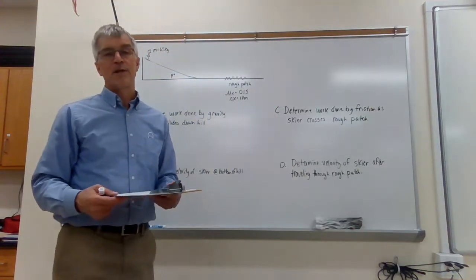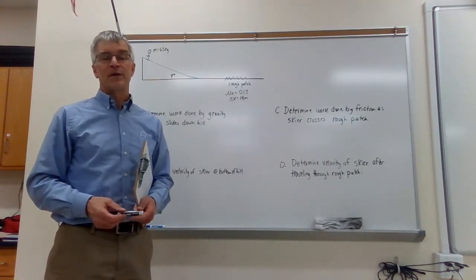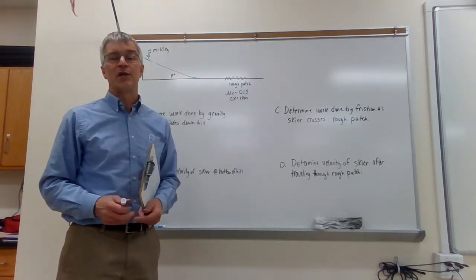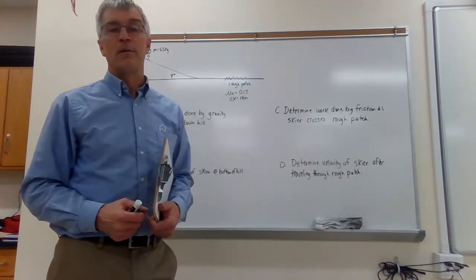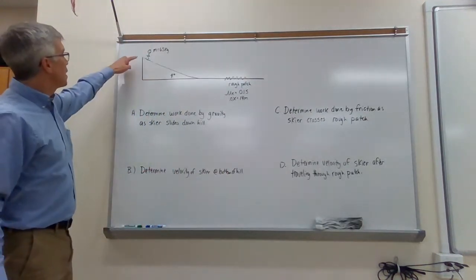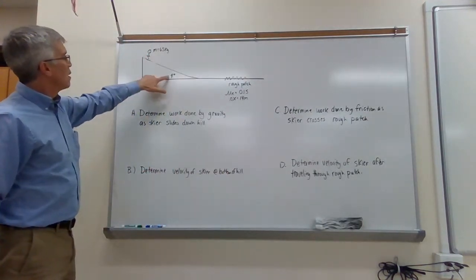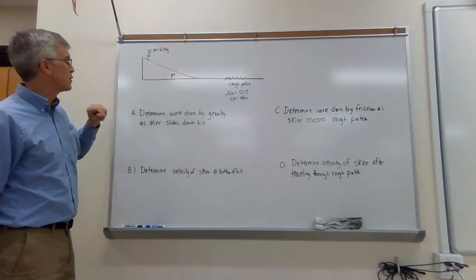Okay, in this video we're going to take a look at the work kinetic energy theorem, which basically says that the change in kinetic energy of an object is equal to the net work done on the object. All right, so here's the problem. I have a skier at the top of a hill. The hill makes an angle of 9 degrees with the horizontal, and we're going to assume that there's no friction here. It's a frictionless surface.